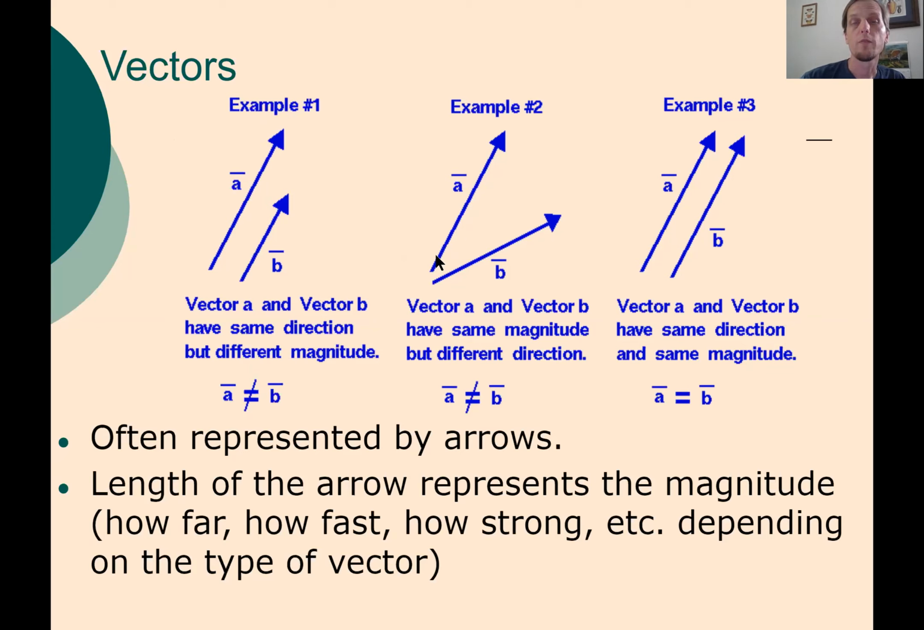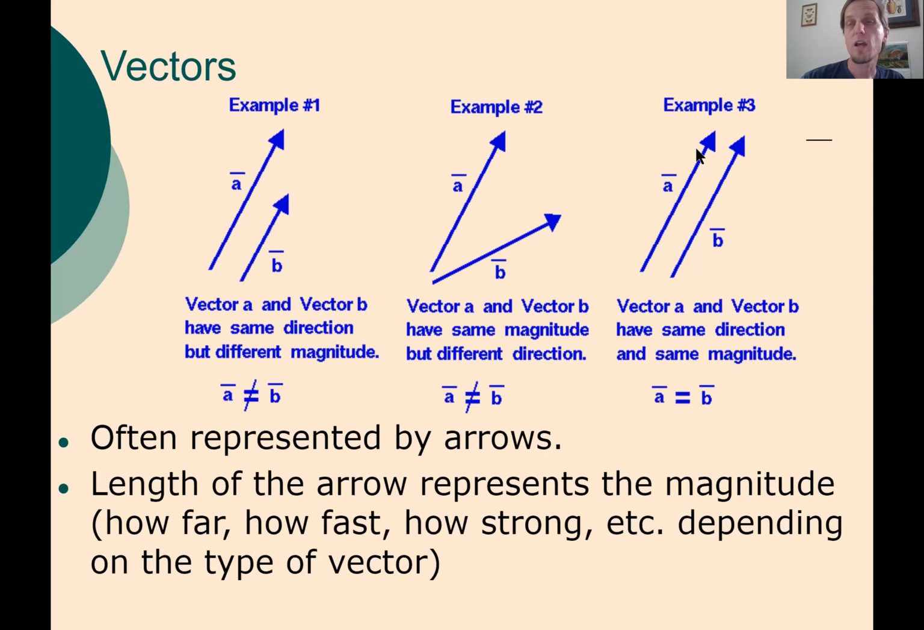Example 2, vector A, same, but vector B now seems to be over here. It's not parallel. So vector A and vector B have the same magnitude. They're the same size, but they have a different direction. Therefore, they cannot be called parallel or the same vector.